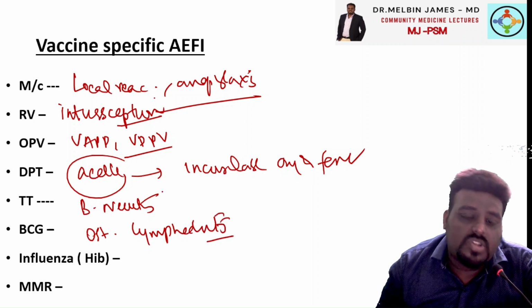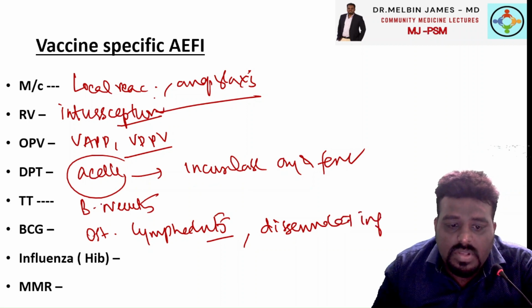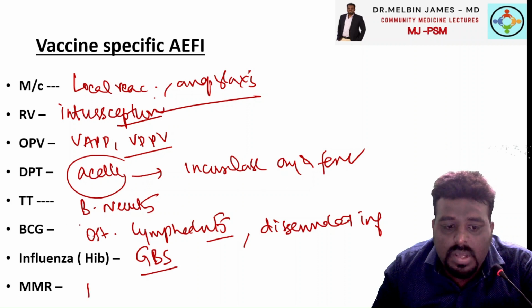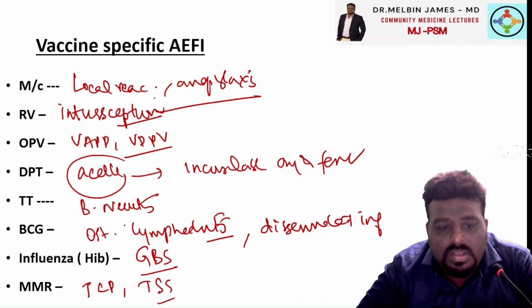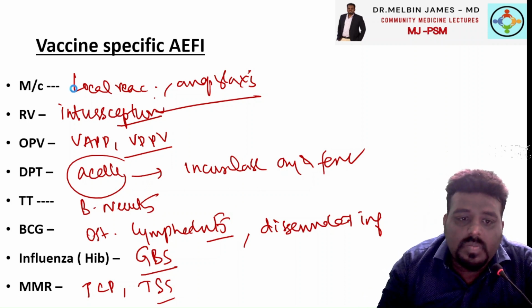Okay, many things actually got disseminated infection. And influenza actually causes GBS, Guillain-Barré syndrome. MMR causes thrombocytopenia and toxic shock syndrome. So these are still rare, but they can still occur. Okay, it can be used for your entrance purpose.